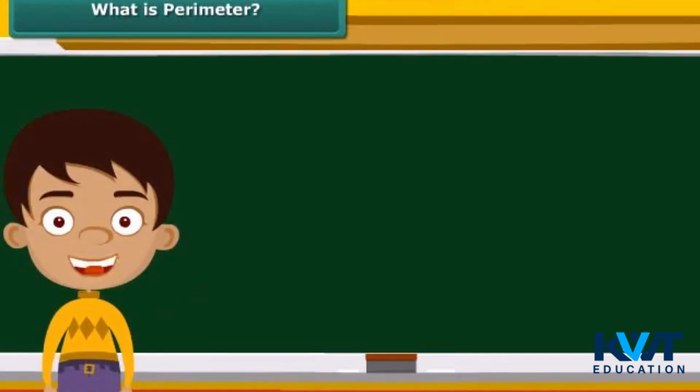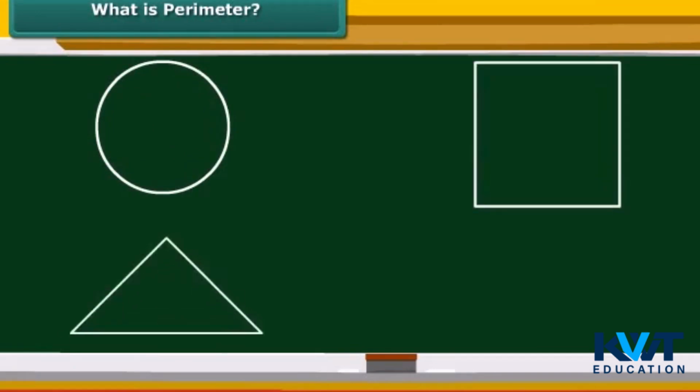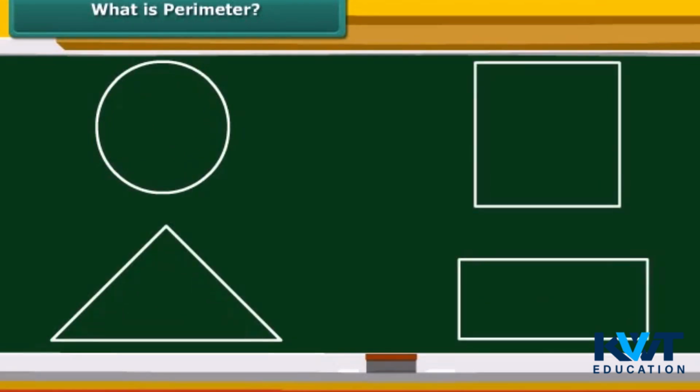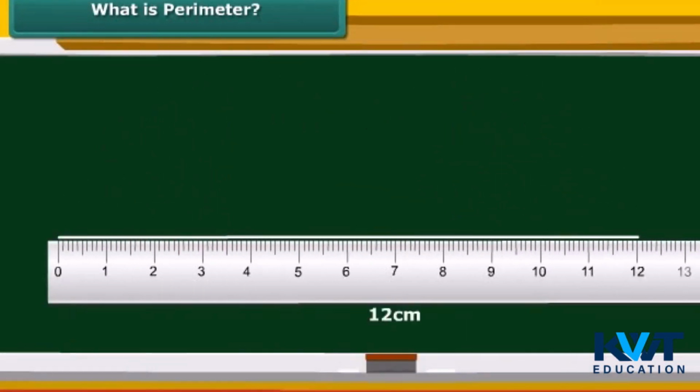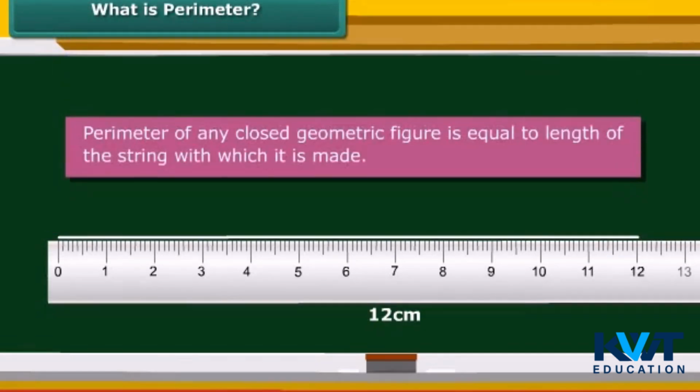Here is a simple technique of measuring the perimeter of a shape. Take a closed geometric shape such as a circle, square, triangle or rectangle made of string. Unite the string and measure its length. The length of the string is the perimeter of the chosen geometric shape. We can generalize by saying that the perimeter of any closed geometric figure is equal to the length of the string with which it is made.